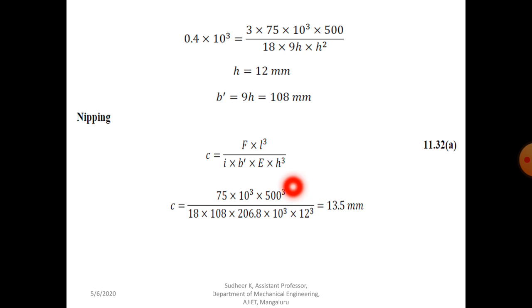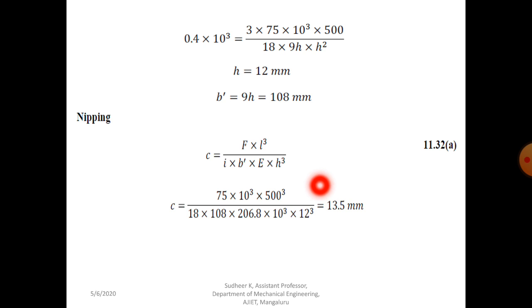So you have to substitute all the values, that is F equal to 75 into 10 to the power 3, into 500 cube, divided by 18 into 108 into 206.8 into 10 to the power 3, because the E value is 206.8 into 10 to the power 3, and h value is 12 millimeter. So after substitution, the initial gap between the full length and graduated leaves, you will get 13.5 millimeter. That is nothing but nipping. Whatever the gap between the full length leaf and graduated leaf is called nipping.